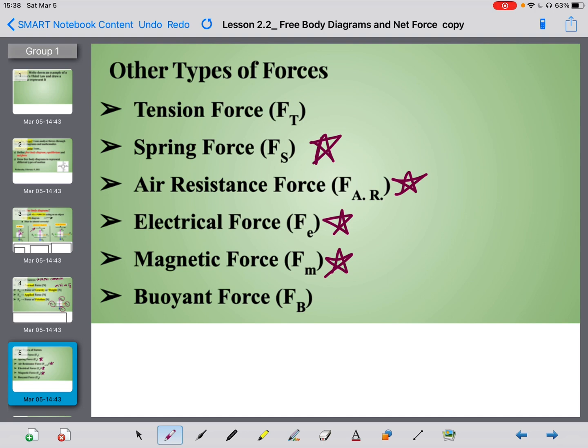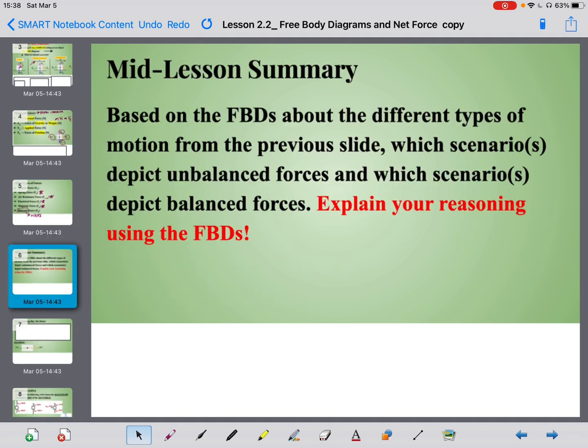And for those of you who are not familiar with buoyant, if you ever heard of the word buoyancy, it just has to refer to water. So if an object is put in water, this is the force that it experiences, the buoyant force. That's all. Okay?